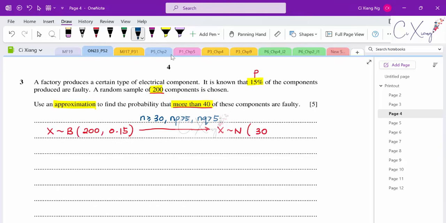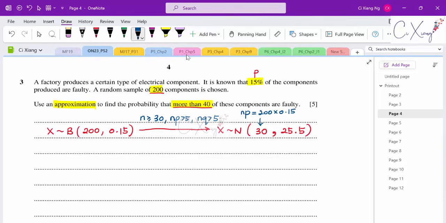Okay, so maybe for this part, I just try to write it out. You are using n times p, which equals 200 multiplied by 0.15. Then how about the variance? So variance should be npq. So you take 30, multiply with 0.85. Then by right, you should have 25.5.